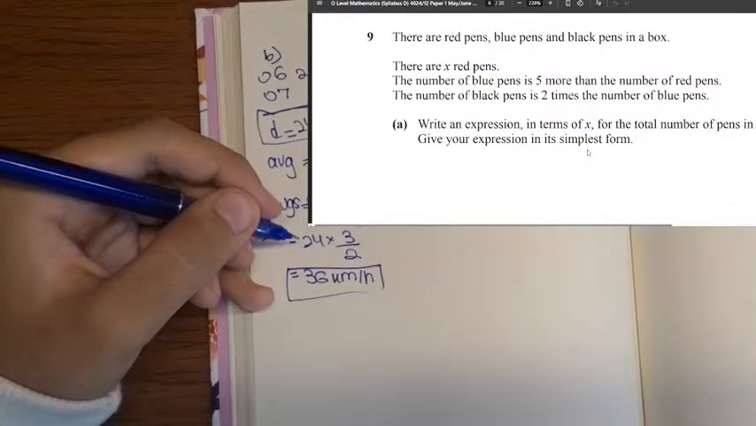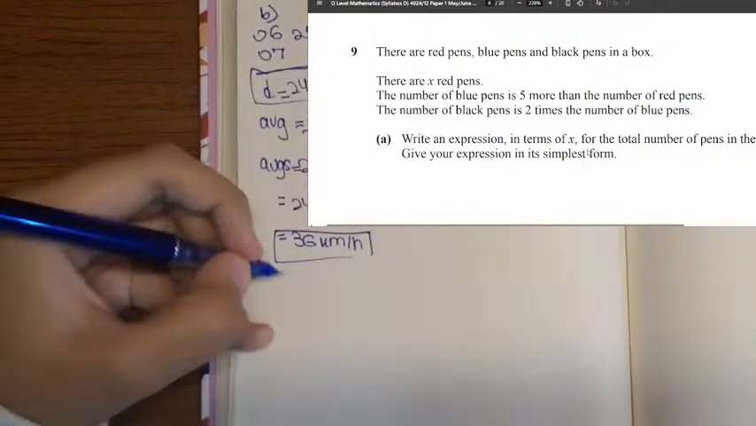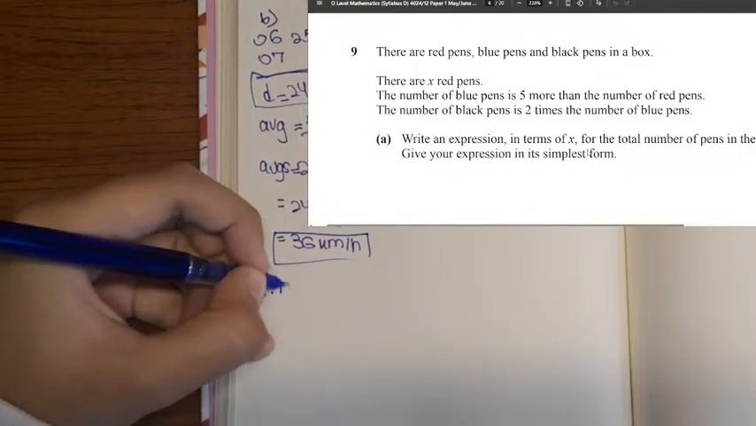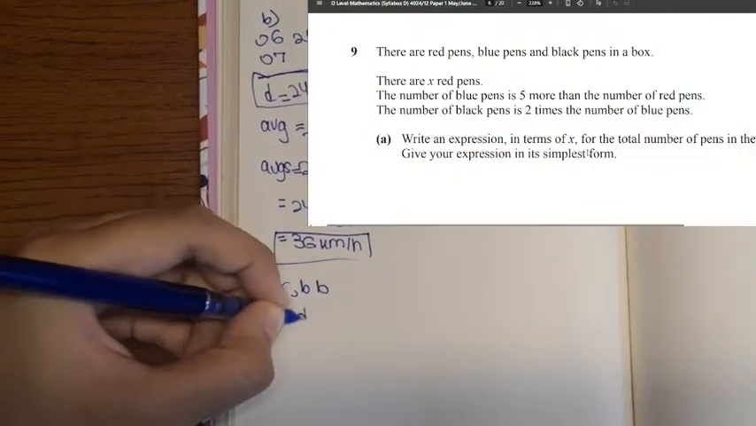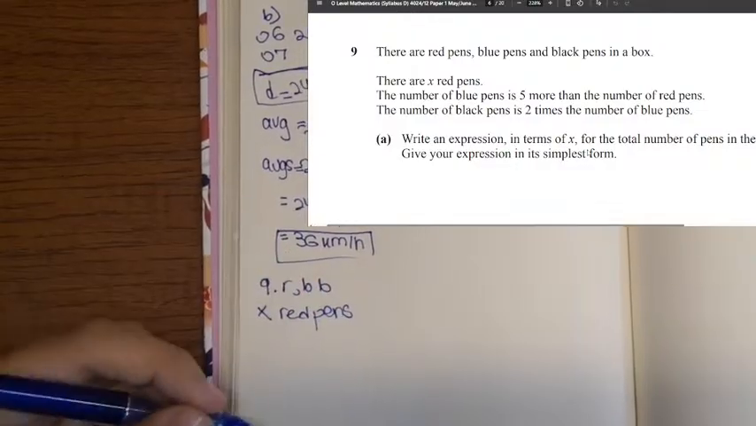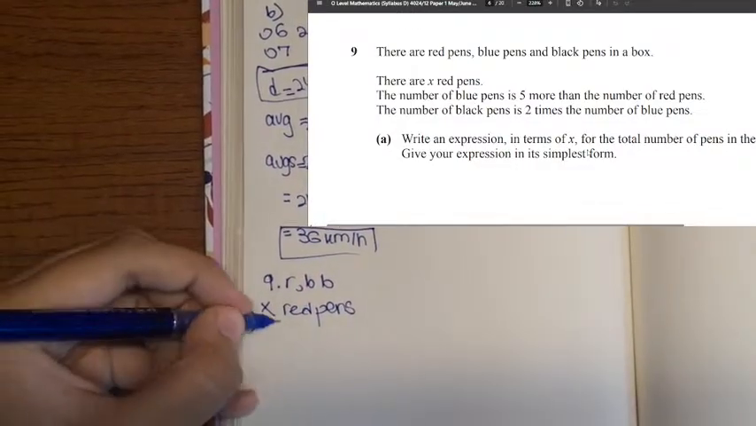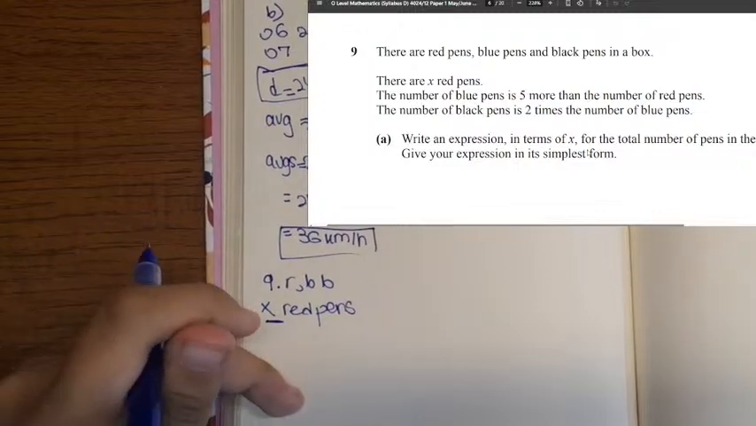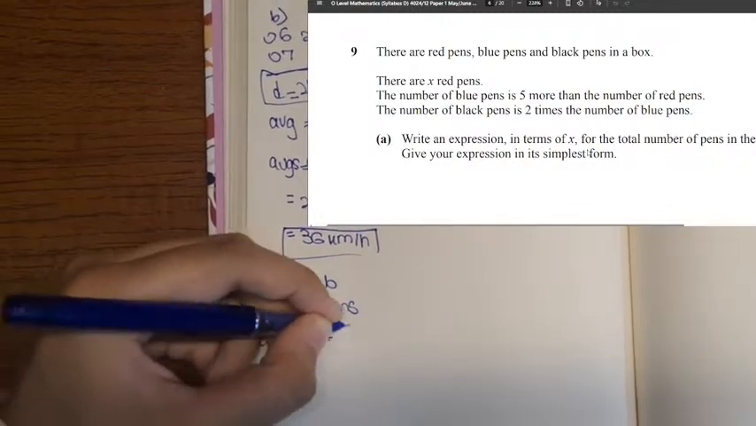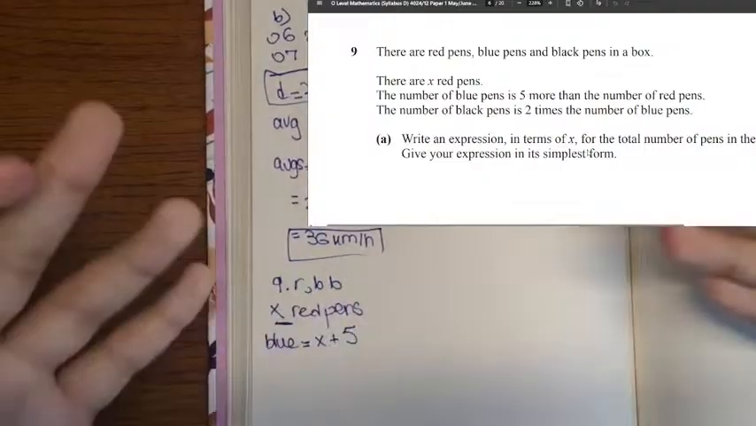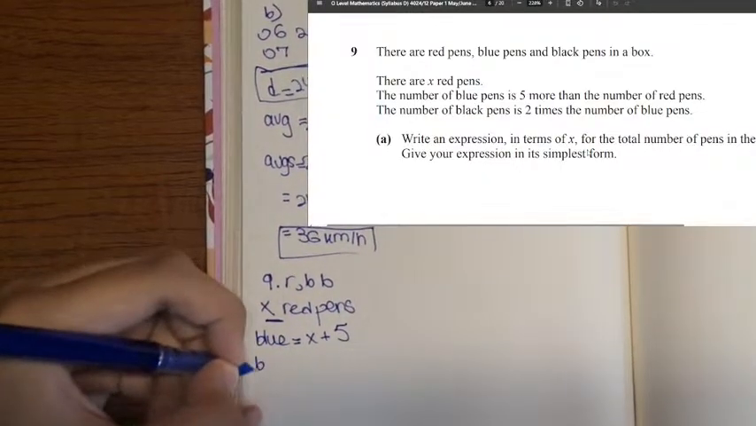Now next we have a simple simultaneous equations question. They've said that there are red pens, blue pens, and black pens in a box. There are X number of red pens. They're saying that the number of blue pens that we have is 5 more than the number of red pens. If the number of red pens is X and the number of blue pens is 5 more, then that means that X plus 5 would be the number of blue pens. Because they're saying there are 5 more, right? So X plus 5.